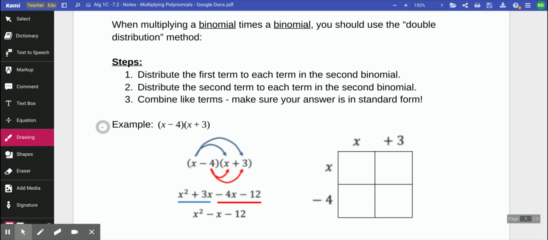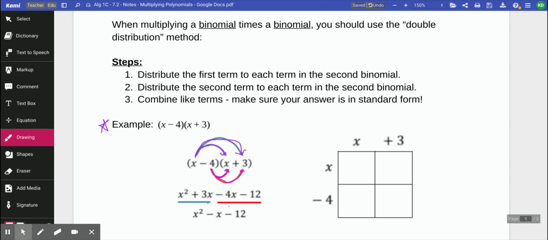So in our first example, x minus 4 times x plus 3, those are our two binomials. Okay, we're going to take our first term x and multiply it times x, right? That's how we get x squared. And then x times 3 is how we get 3x. And then we're going to do the same thing with the second term. So negative 4 times x is negative 4x, and then negative 4 times 3 is negative 12.